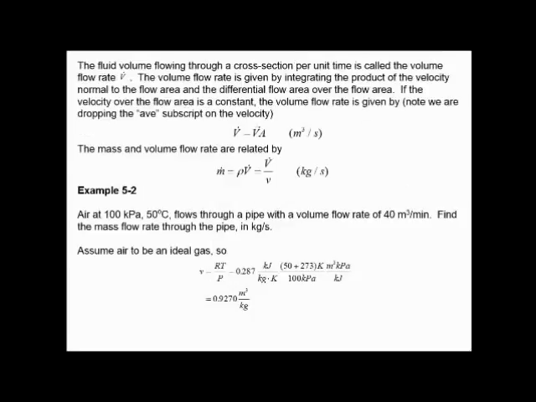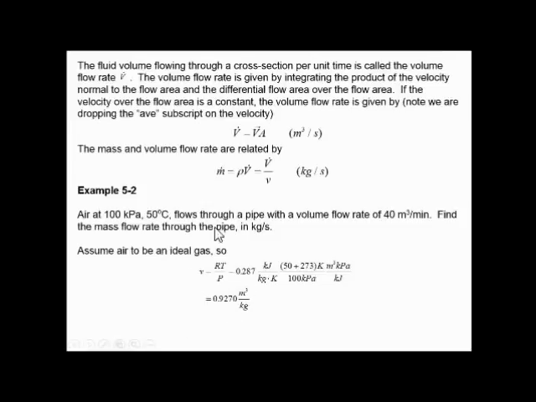The fluid volume flowing through a cross section per unit time is called the volume flow rate V dot. The volume flow rate is given by integrating the product of the velocity normal to the flow area and the differential flow area over the flow area. That means V dot is equal to V into A.